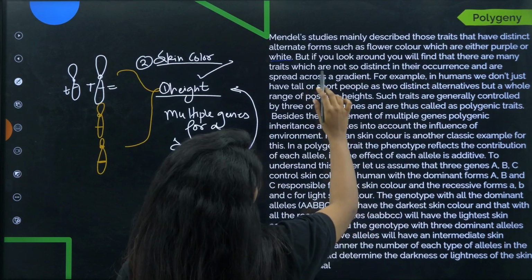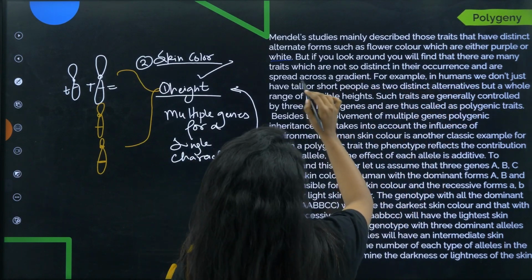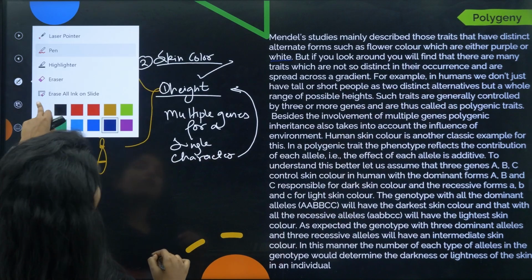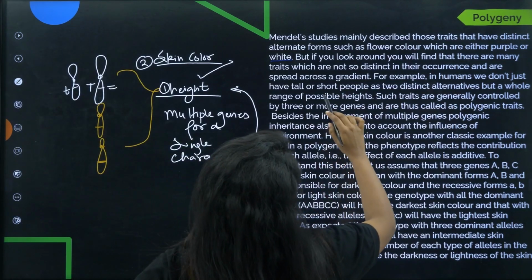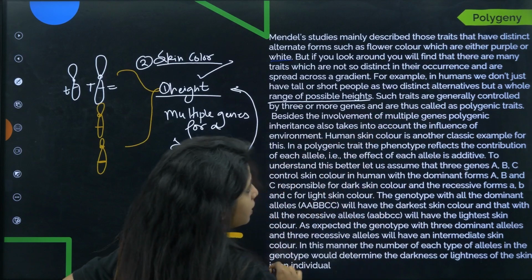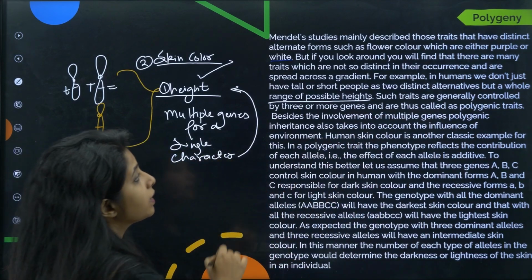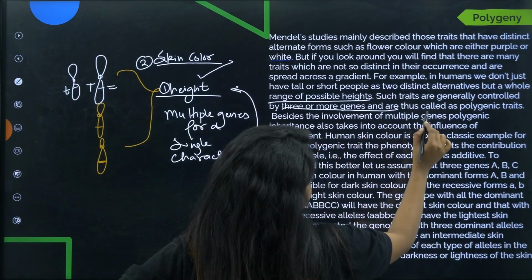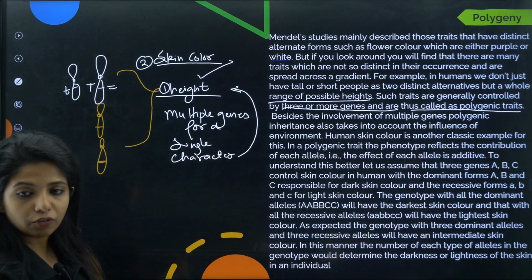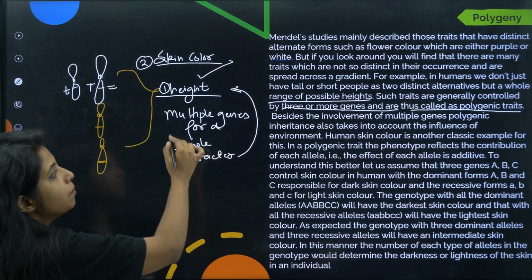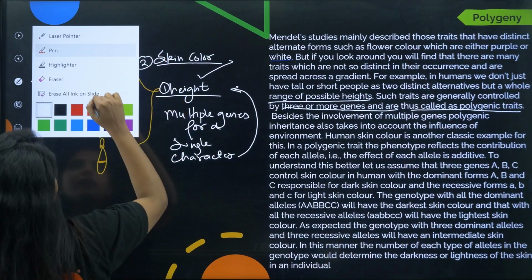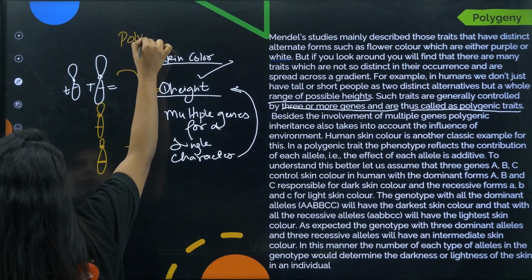Okay, which are not so distinct in their occurrence and are spread across a gradient. For example, in humans, we just don't have tall or short people as two distinct alternatives, but a whole range of possible heights. Such traits are generally controlled by three or more genes, and these are known as polygenic traits. So these types of traits which are controlled by multiple genes, children, are known as polygenic traits.